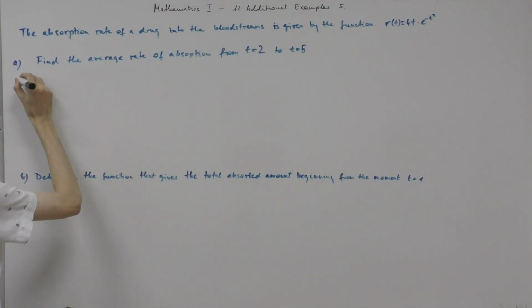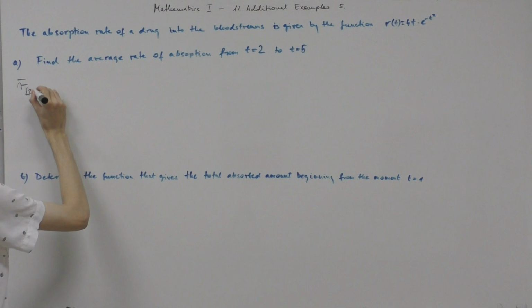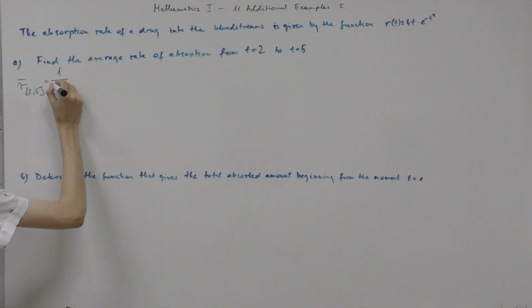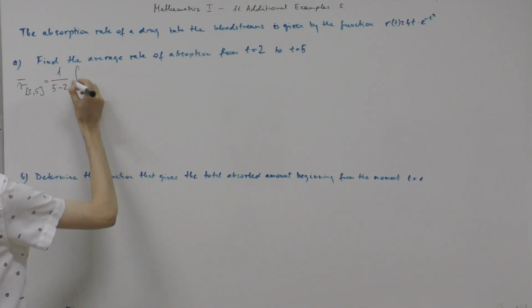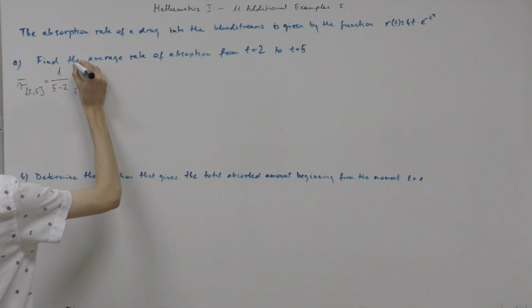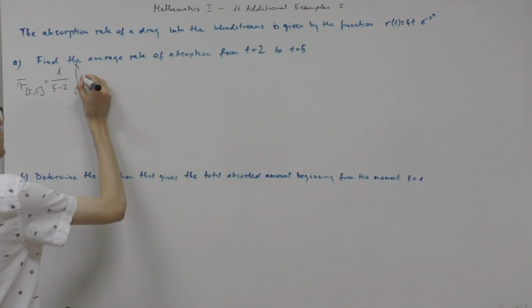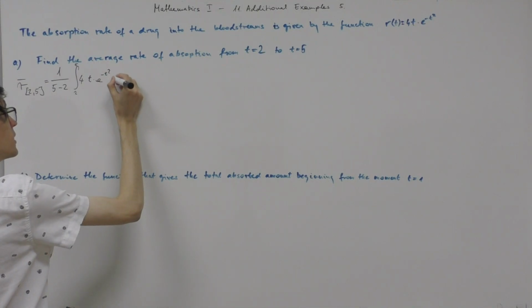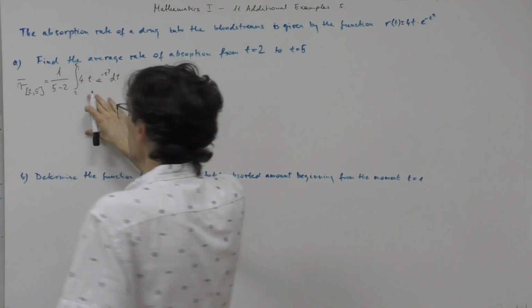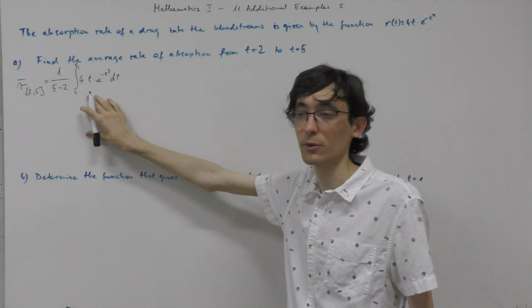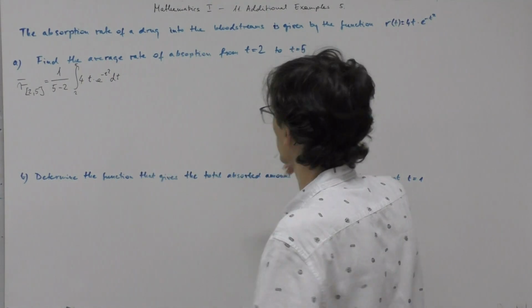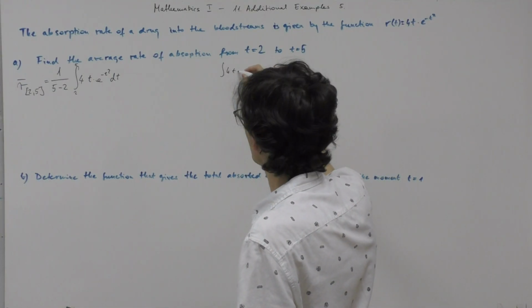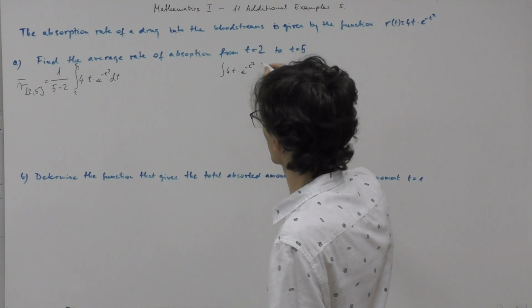We have the average of R from 2 to 5, which is of course just 1 over 5 minus 2 times the integral from 2 to 5 of our function, 4t times e to the negative t squared. Now here we have a definite integral, so first we must find the indefinite integral of this function, 4t times e to the negative t squared.